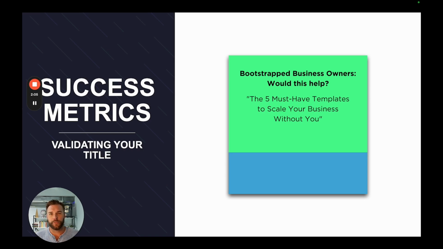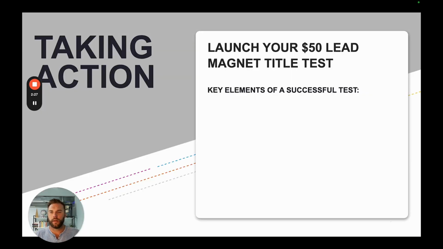You can look at it, if you've got a couple that hit those KPIs, look at them all and see if maybe 1 or 2 of them might be easier to fulfill from creating the actual lead magnet itself based on the title. But this is what we're going to choose. As long as they hit our KPIs, what's going to be our best next step? In this case for us, it's this title here that we're going to move forward with throughout as we build this funnel. So taking action, we're going to launch our $50 lead magnet title test.